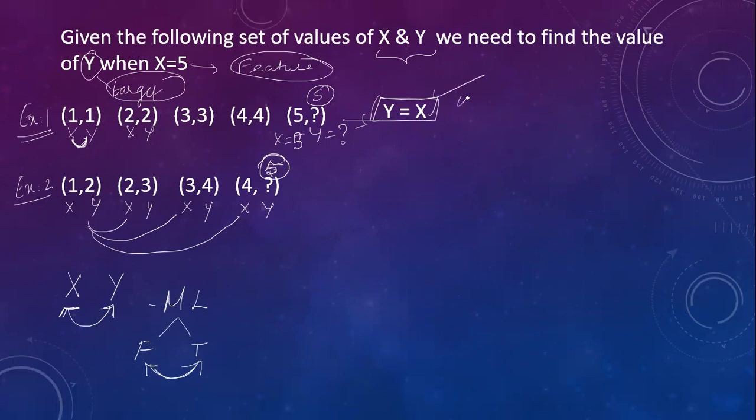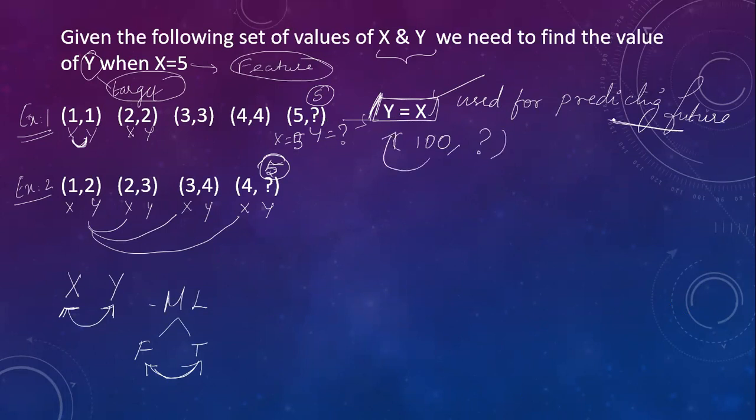So this can be used for predicting future variables, for predicting the future. So why do we form a relationship? The reason is to predict for the future. If I have to find, when x is equal to 100, what is the value of y, using this relationship I will be finding the target variable. Same way in the second example, if you see, this is the relationship.